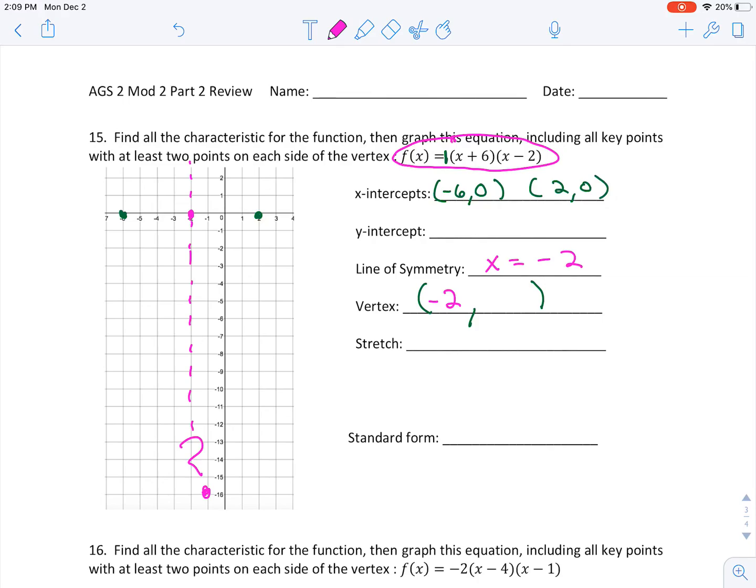So you may want to write this somewhere else, because I'm going to erase this later. But I'm going to take my equation here that was given to me, and I'm going to plug in negative 2 for x. And that's going to give me negative 2 plus 6 is 4 times negative 2 minus 2, which is negative 4. So that's going to give me y is negative 16. So when I plugged in negative 2, I got negative 16. And then I think, does that make sense as an answer? Looks pretty good.